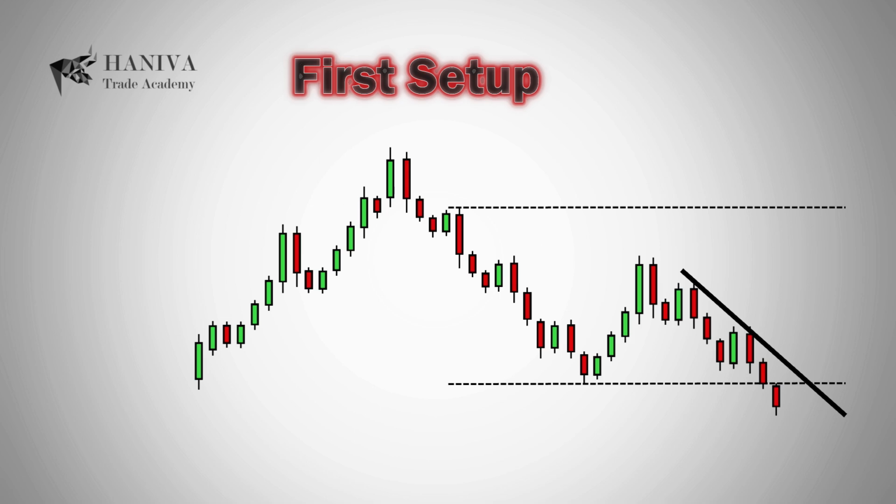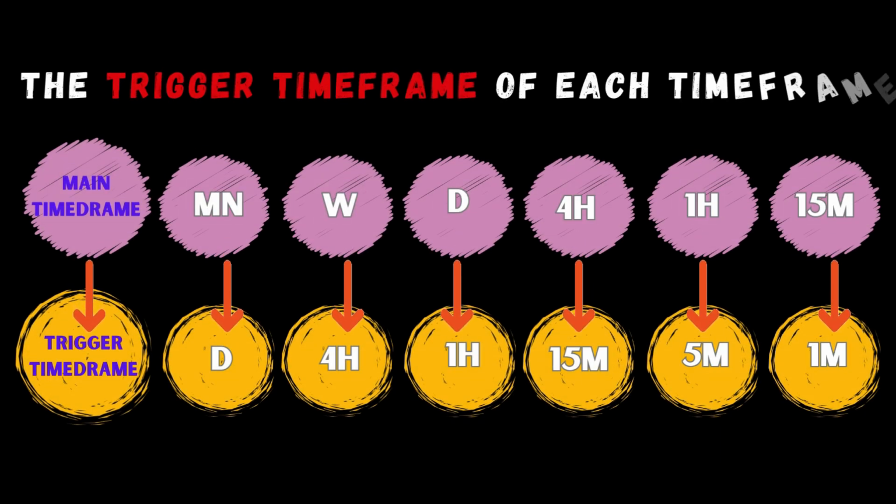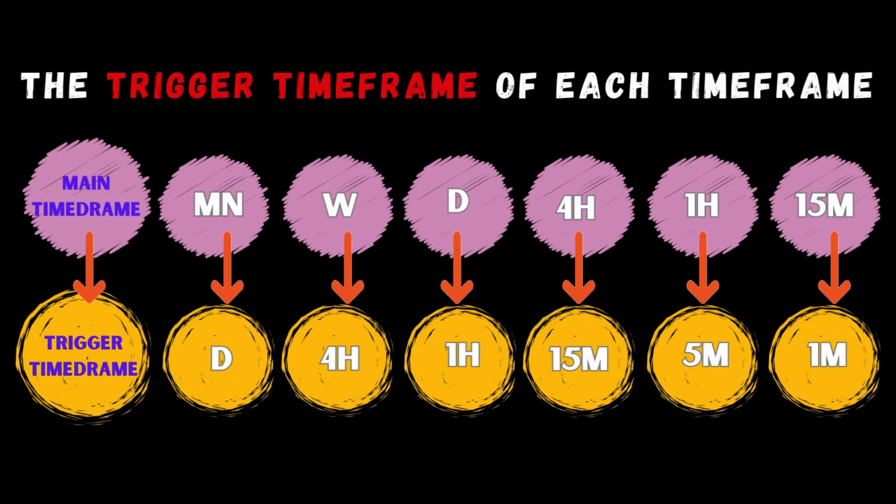The trigger line is a trend line drawn in the trigger timeframe. Be sure to watch the trigger line video, which I will link in the description. The trigger time frame is typically 2 time frames lower than the one in which we saw the pattern. In the image, I have shown all the trigger time frames. Note that in this strategy, we do not use the 30-minute time frame.